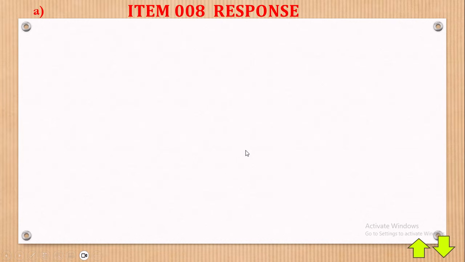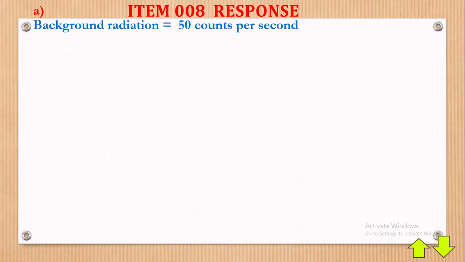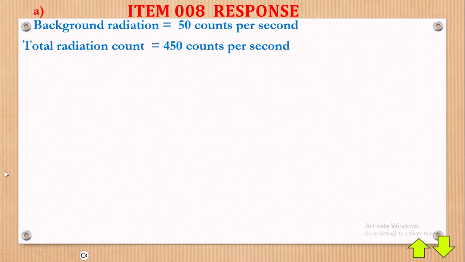So first we need to know the background. Okay, we start. The background radiation equals 50 counts per second. I explained what background count radiations mean. Total radiation count is equal to 450 counts per second. That's the total. Now please, before we move any further, this total you're seeing here has part of the 50. When the counting started, they started with this 50, of which this 50 is radiation free. It doesn't have the radioactive substances or radioactive radiations.